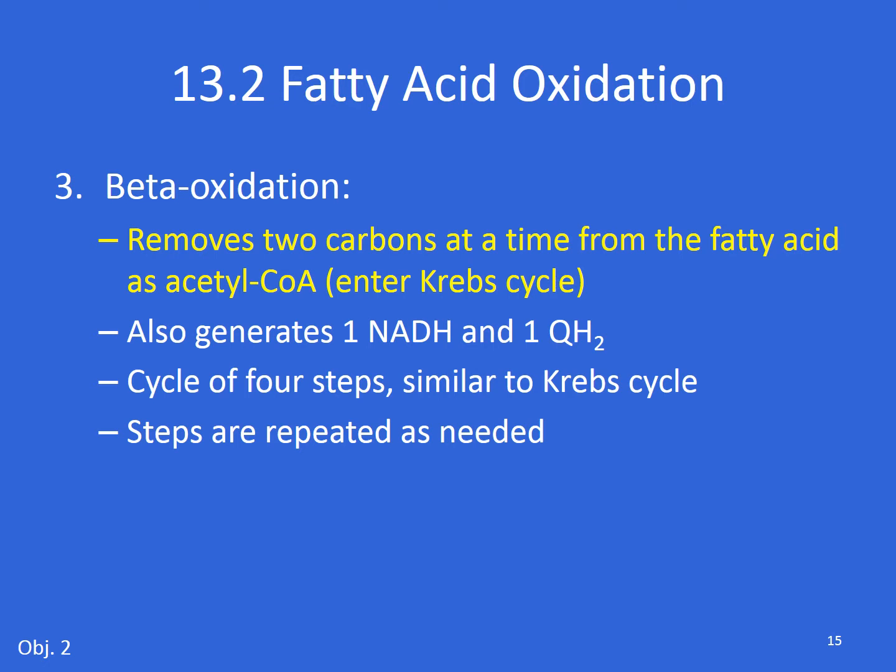So, like I sort of mentioned already, beta-oxidation is a cycle. Each time you go through the cycle, you remove 2 carbons from your fatty acid. And actually, it looks similar to the Krebs cycle. It's only 4 steps long. And these steps are repeated as needed. So if you chop 2 carbons off your fatty acid and you've still got 12 carbons left, you can keep chopping. You can go through the cycle over and over again until there's no more carbons left.